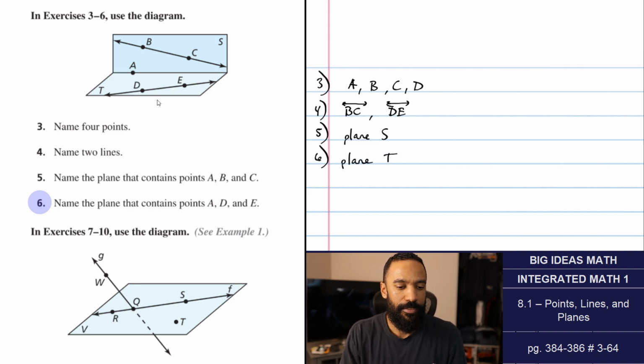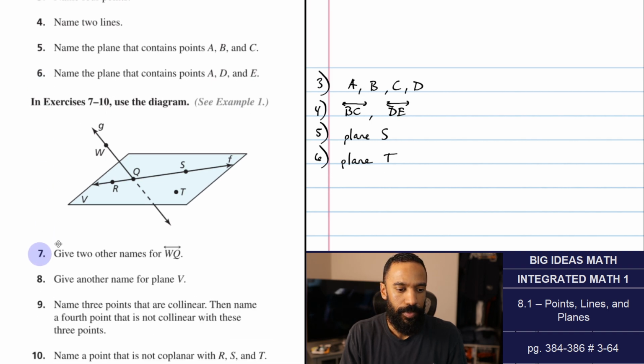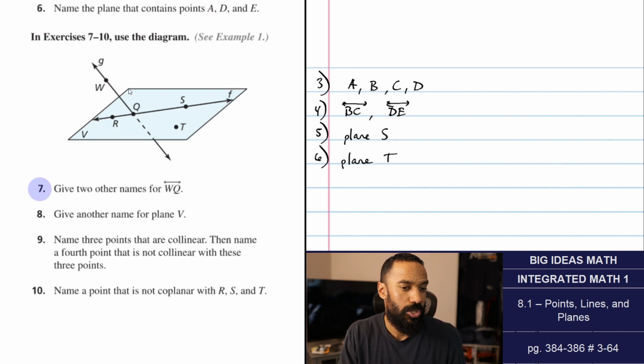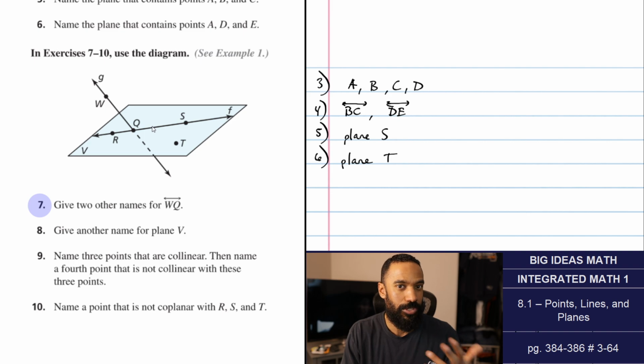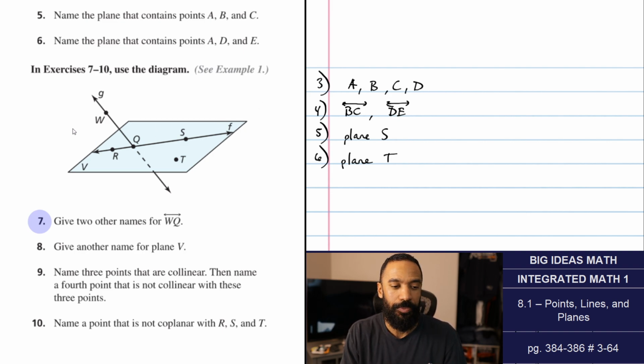Okay, in exercises 7 through 10, use this diagram. Wacky, right? So what I see here is a plane. I see this line that's on the plane and this line that's striking through the plane at one point. These lines also are intersecting together at this point here. So we'll see how many of those things are giveaways of what we need to do.